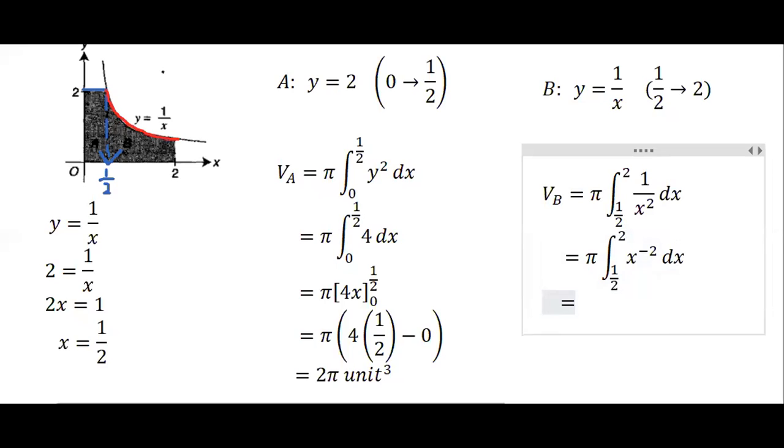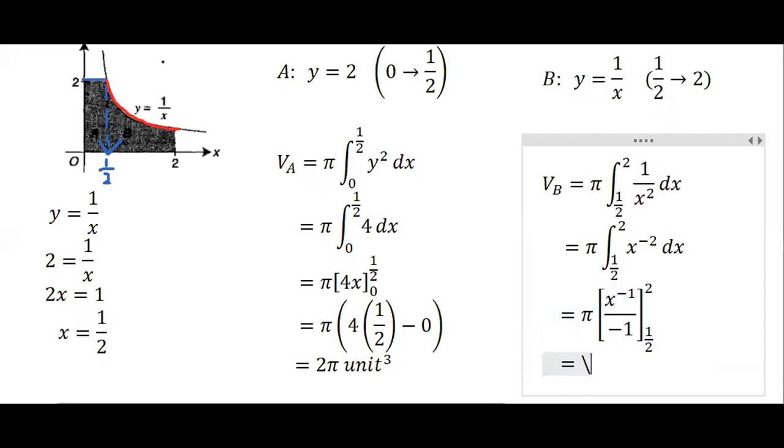Okay, lepas tu. Okay, ini kita buat. Kuasa tambah 1 bahagi kuasa. Okay, the power plus 1 is what? Negative 2 plus 1 is what? Negative 2 tambah 1, negative 1. Yes, some student they will say negative 2 minus plus 1, negative 3. No. Then bahagi lagi negative. Negative apa? 1 ke 2? 1. Yes. Divide by the new power. Ikut kuasa yang baru. From 1 over 2 to 2.